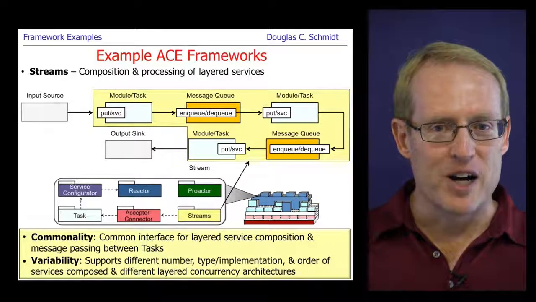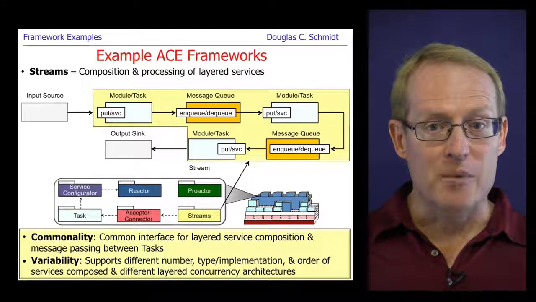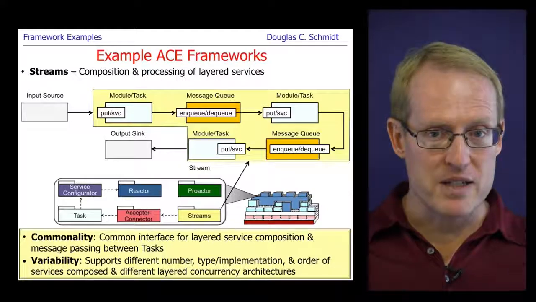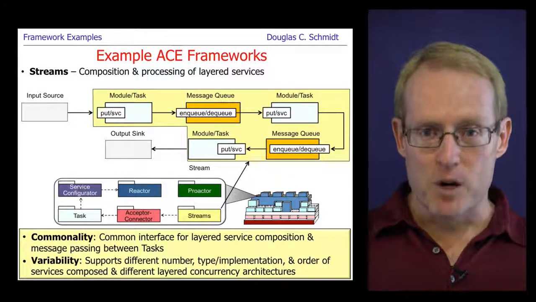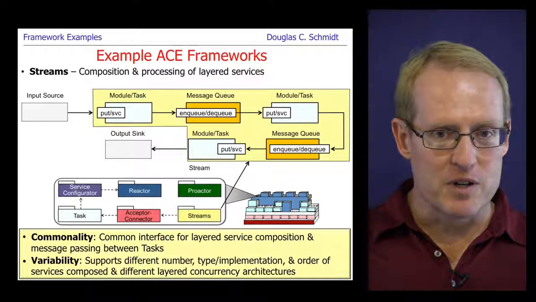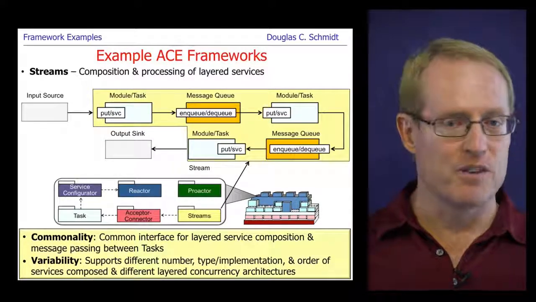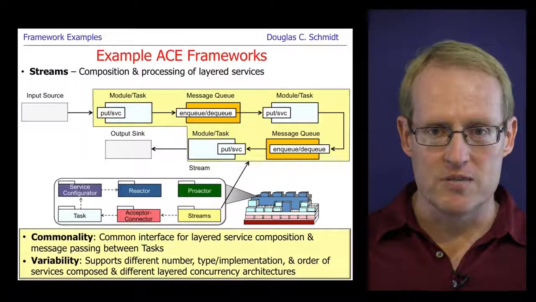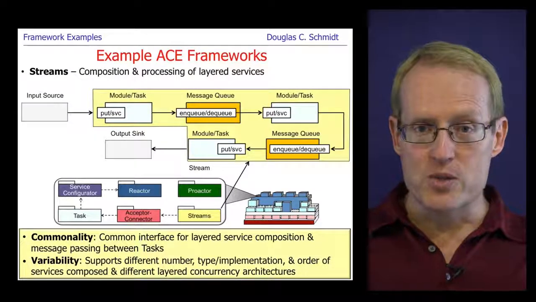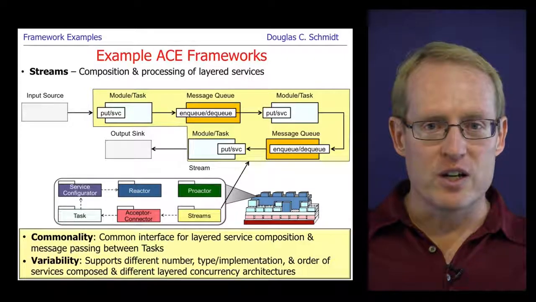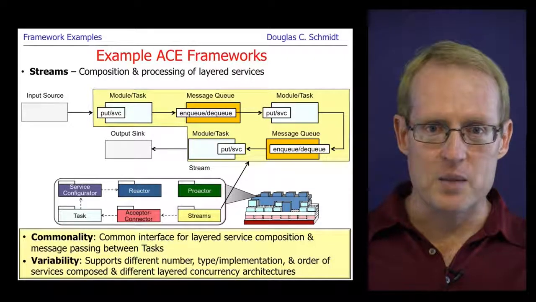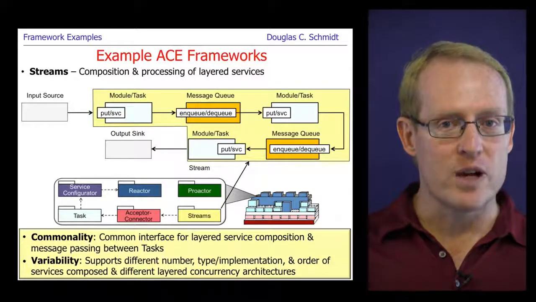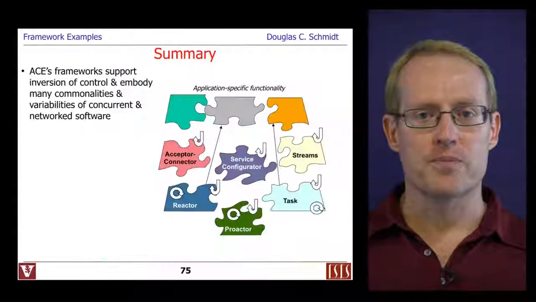From a commonality and variability point of view, it provides a common interface for doing layered service composition and message passing between tasks. From a variability point of view, you can have many different numbers of layers. You can have different implementations. You can pass different kinds of messages. You can compose the services in different orders. And of course, you can also implement different kinds of layered concurrency architectures, things like task-based concurrency architecture or message-based concurrency architecture, which is another concept that we discussed earlier in the course.